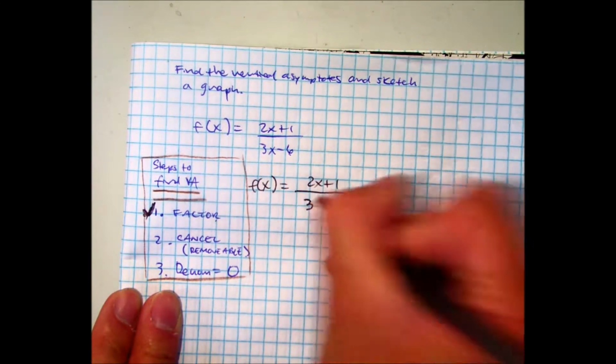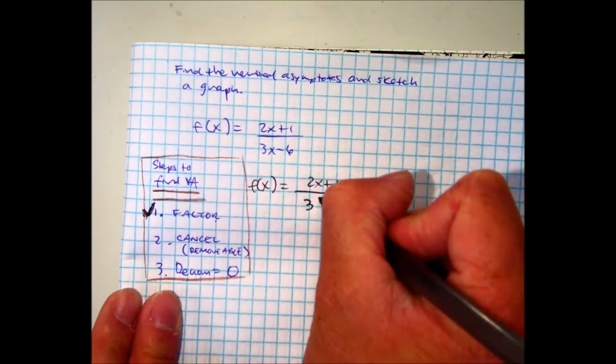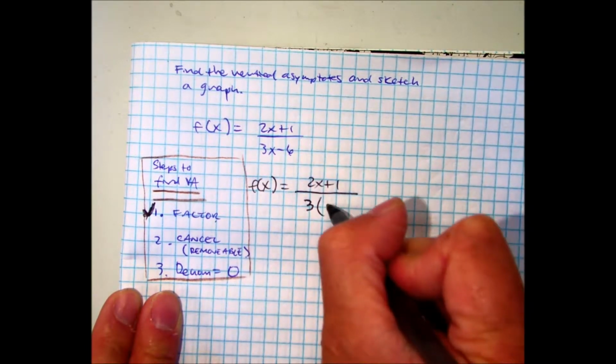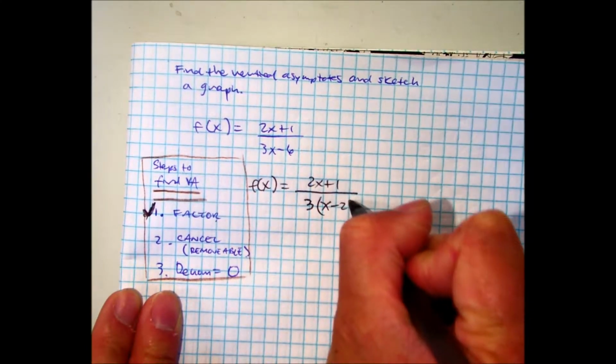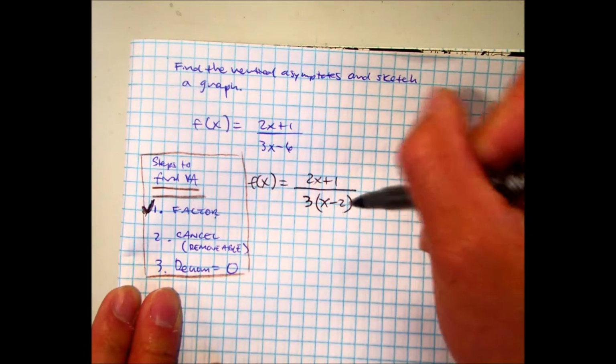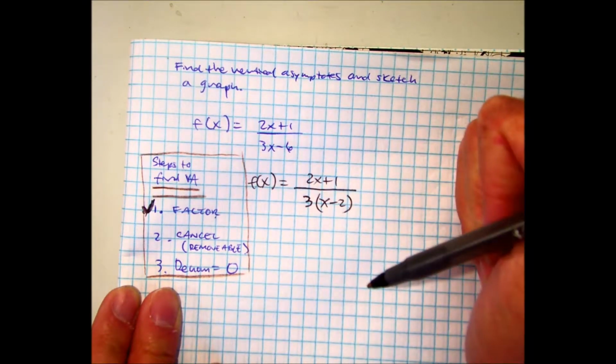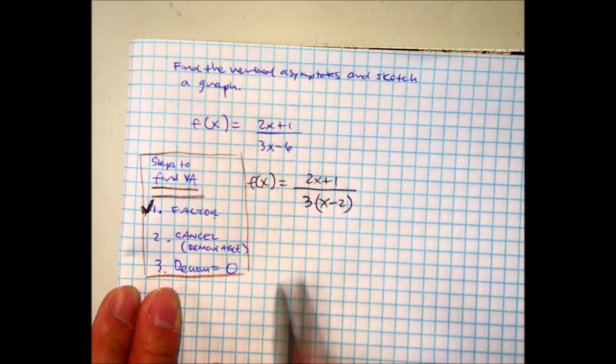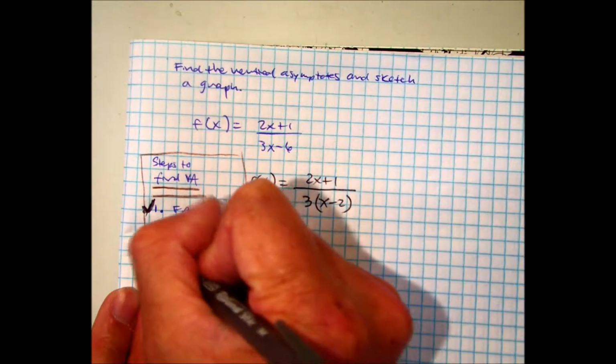Yes. GCF of 3, so you have 3 times x minus 2. Can I cancel there? Do you see the same top and bottom? No. So I factored it. I can't cancel anything.